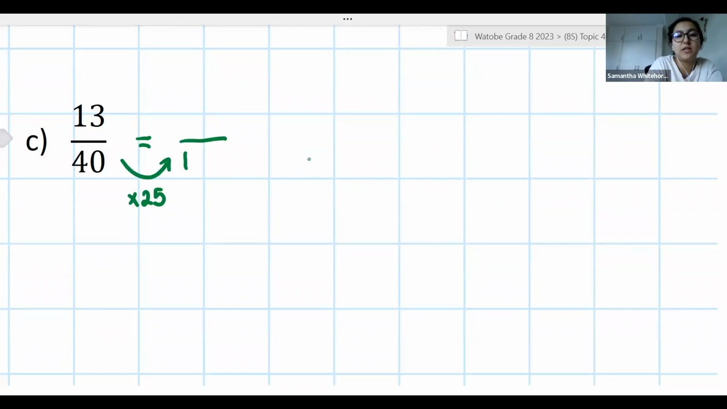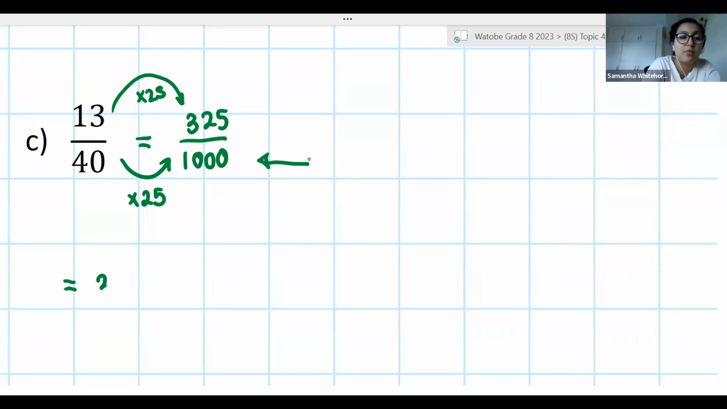40 times 25 exactly is 1,000. That is now a multiple of 10. I do the same thing in my numerator. So 13 times 25 is 325. And now that my denominator is a multiple of 1,000, I can apply my rule.